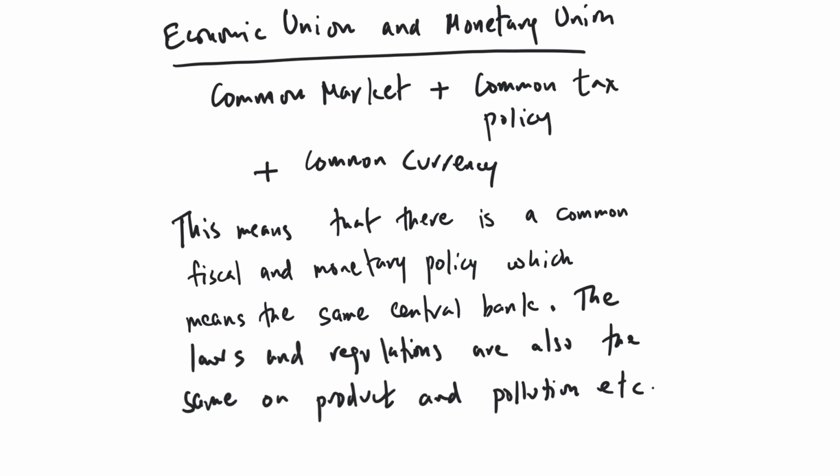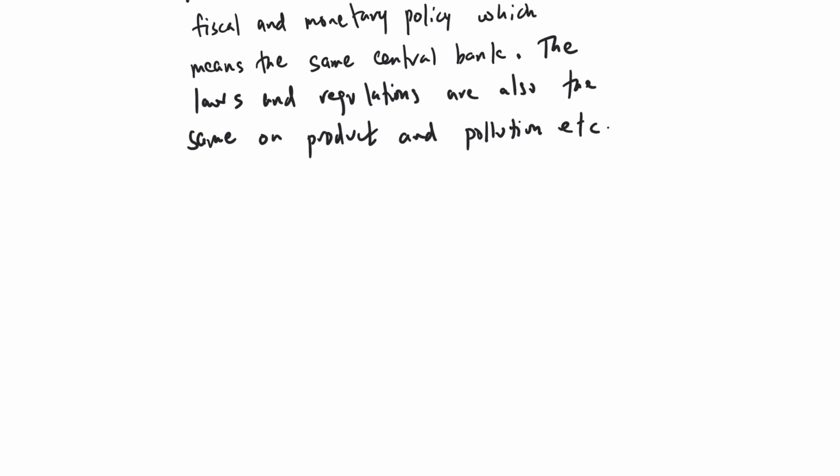A monetary union is formed when you also have a similar currency, like, for example, the dollar, or in the Eurozone, where the currency is also the same. Because of that, your tax and your central bank would also be the same. Make sense? Okay.